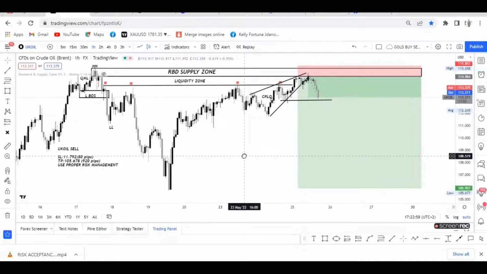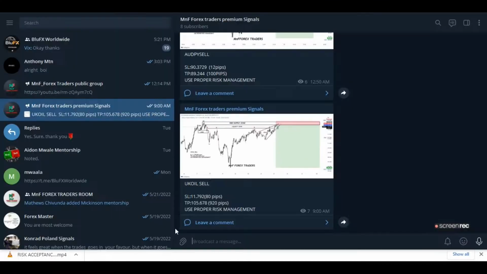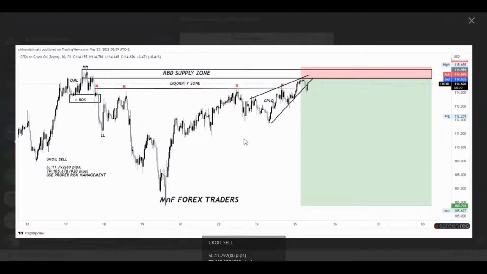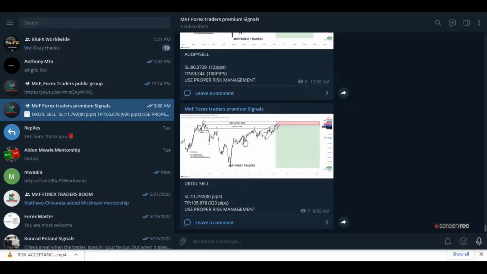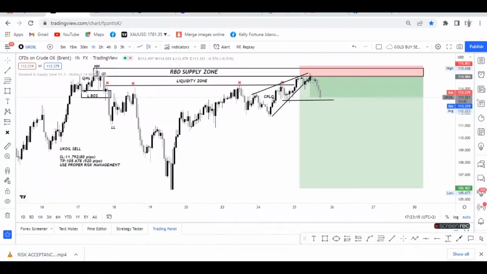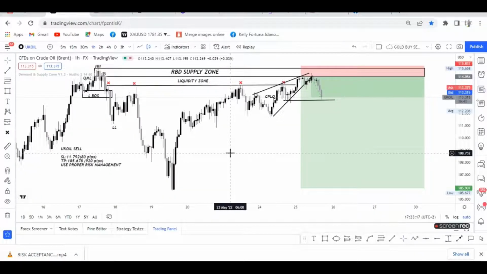And by the way, this trade was sent in the morning today, around 9 in the morning, to our private community, as you can see right now. So you guys, wait for some time, give the market time to actually move. I'll give you an update. Bye.